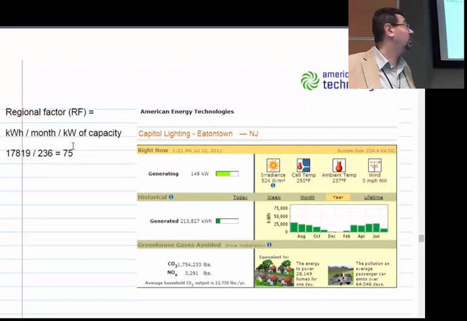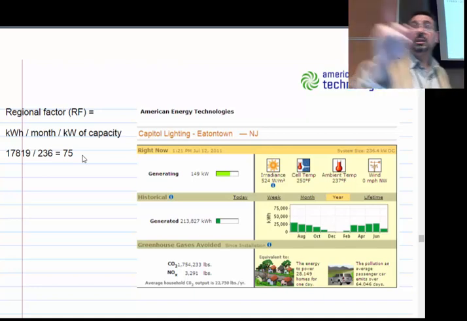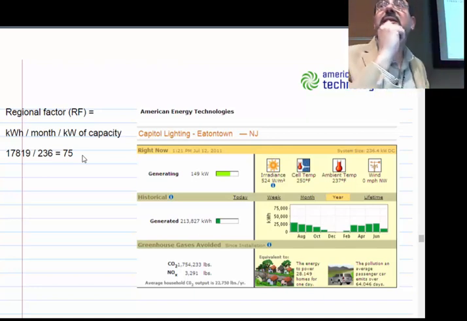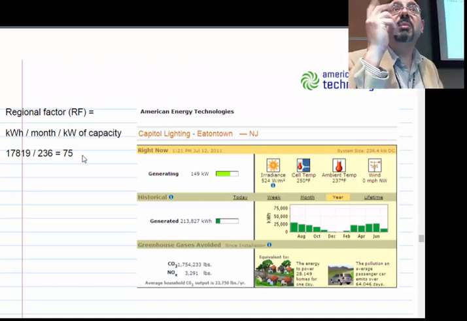236 worth of PV panel, and they get this much kilowatt hour during the month. So if you divide this over this, you get 75. First, what's the unit? What's the unit of this number? Hours. This is hour. And what does it really represent? What's the physical meaning of those hours?